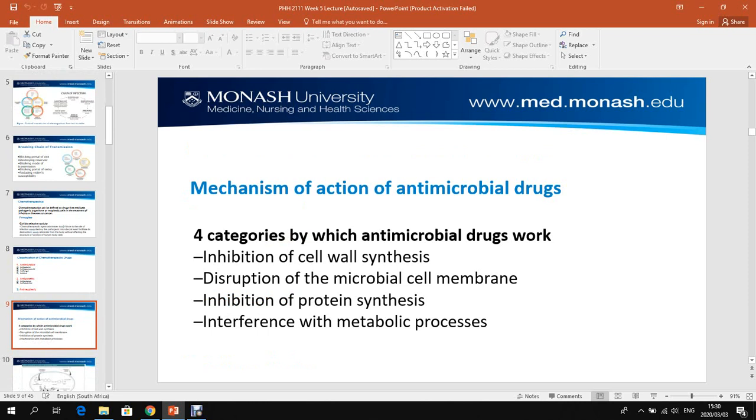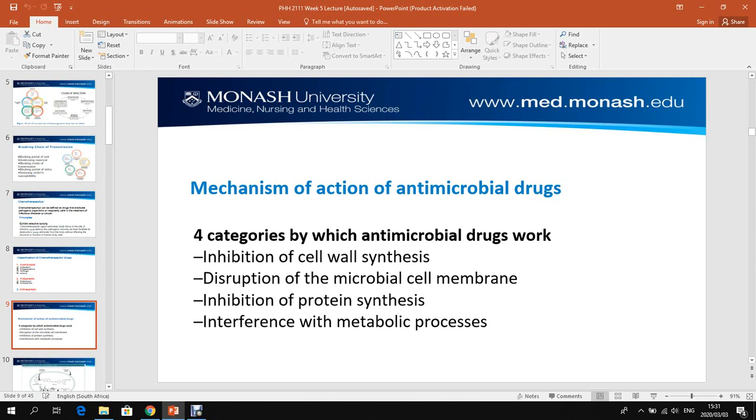Okay? Now, let's go into details and look at the mechanism of action of antimicrobial drugs. What are the modes of action of such drugs? When we look at the mode of action, there are 4 categories by which such drugs work. The first category is drugs which target cell wall synthesis. So they work by inhibiting cell wall synthesis. And as you know, the cell wall is an important characteristic of bacteria, for example. And by targeting it, the cell walls are degraded and they kill the bacteria.